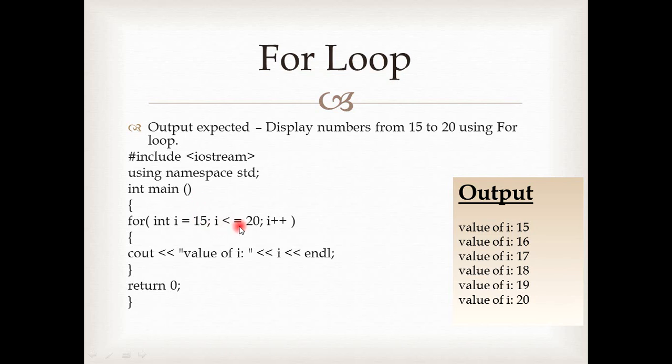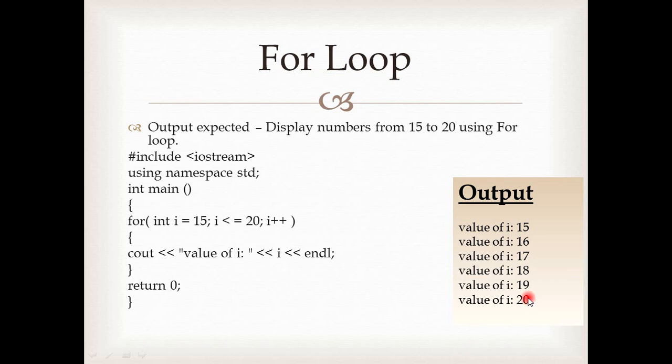So until it is 20, it will get inside the loop and print the value of I, and the value of I, that is 20, will be printed. Now it sees the closing bracket, it increments. Now the value of I is 21. Is 21 less than or equal to 20? No, the condition is false. So it comes out of the loop. So this is my output, value of I from 15. So I have displayed the values from 15 to 20.